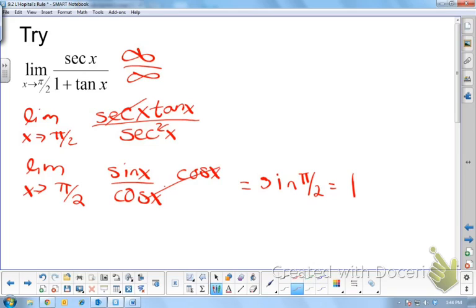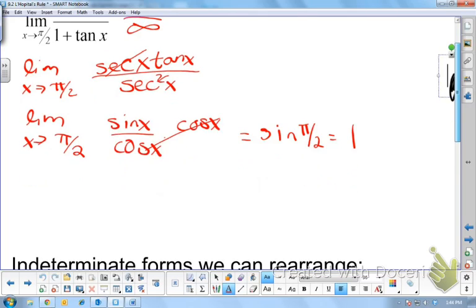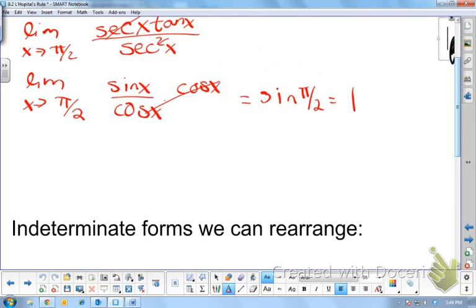So, if you get any other form but infinity over infinity or 0 over 0 right now, then you'll have to say, I can't do this. Later on, when we get a form, like 1 to infinity that we can rearrange, or infinity minus infinity that we can rearrange, then we'll learn how to rearrange them next time.